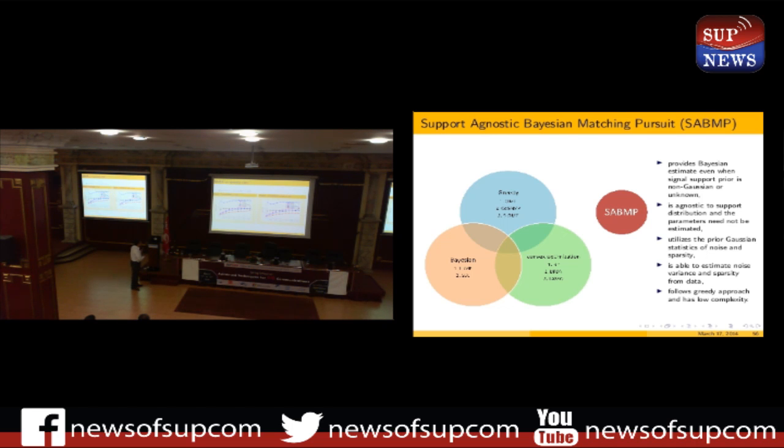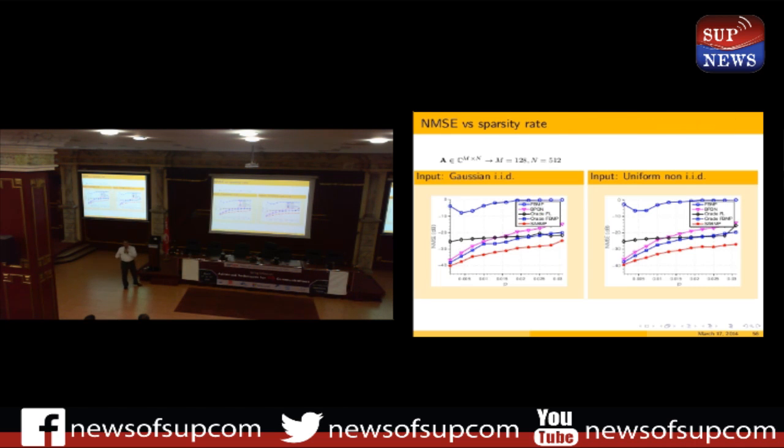Here I'm simulating the mean square error I make versus how sparse the vector is. This is the sparsest, this is the densest. The red line is our line. This one, for example, is using L1, which is very bad because it doesn't use statistics. This one here is basically the Bayesian that assumes that the signal is Gaussian. Now in this simulation, what type of signal am I using? My X is Gaussian. Even in this case, we are able to beat this algorithm.